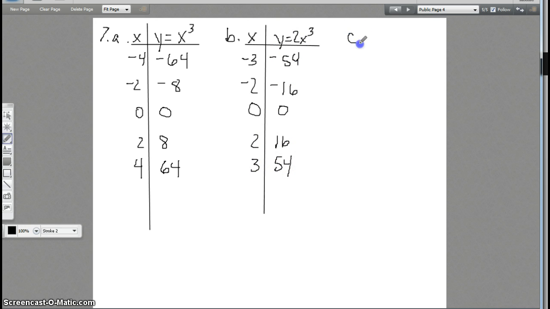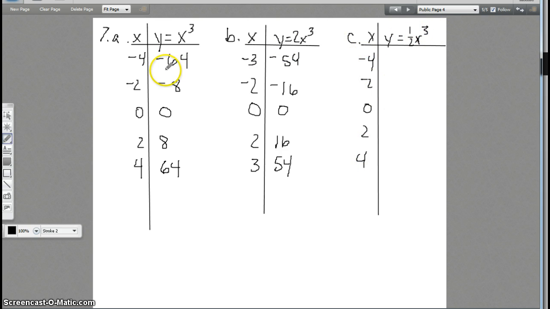Now let's look at part C. Part C has another equation. Draw my grid lines. Okay, for part C, we have x, and then y is equal to 1/2 x cubed. Okay, so now I'm going to choose different values of x. I'm going to go back to my original values, -4, -2, 0, 2, and 4. And this time I'm going to have 1/2 of x cubed.